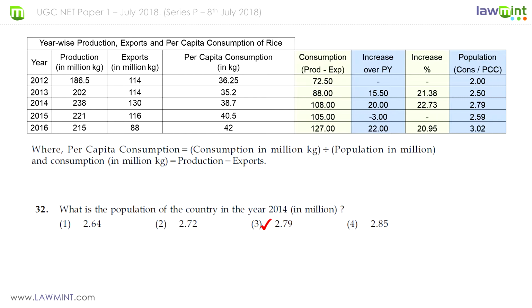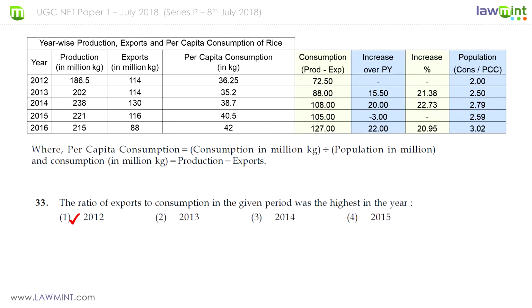Now, when we look at question 32, it asks what is the population of the country in the year 2014. The population of the country can be arrived at by dividing the consumption for this particular year by the per capita consumption. So for 2014, if we divide 108 by 38.7, we arrive at 2.79, which is option 3 and which is the correct answer for this question.